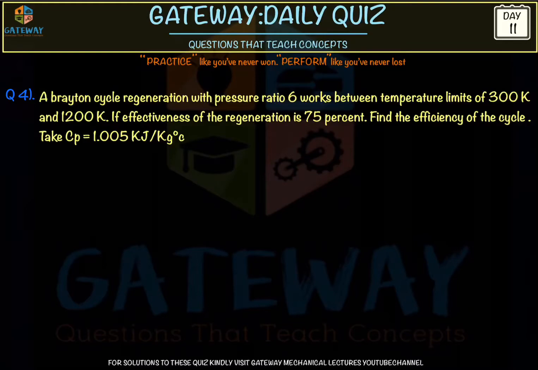So we will take the TS diagram first. First we will go through the question. A Brayton cycle with regeneration, with pressure ratio 6, works between the temperature limits of 300 Kelvin and 1200 Kelvin. So the maximum and minimum temperatures were given. If the effectiveness of the regenerator is 0.75, find the efficiency of the cycle. So we need to calculate the efficiency directly.